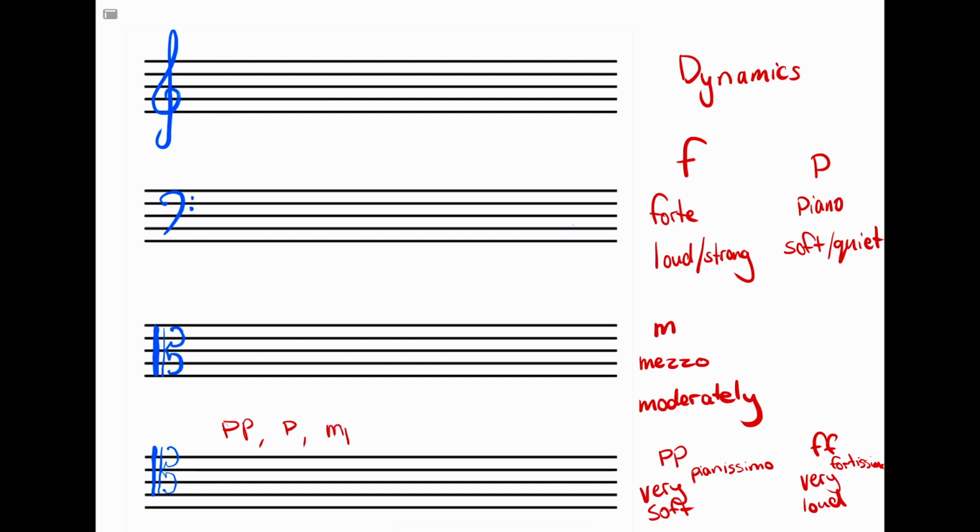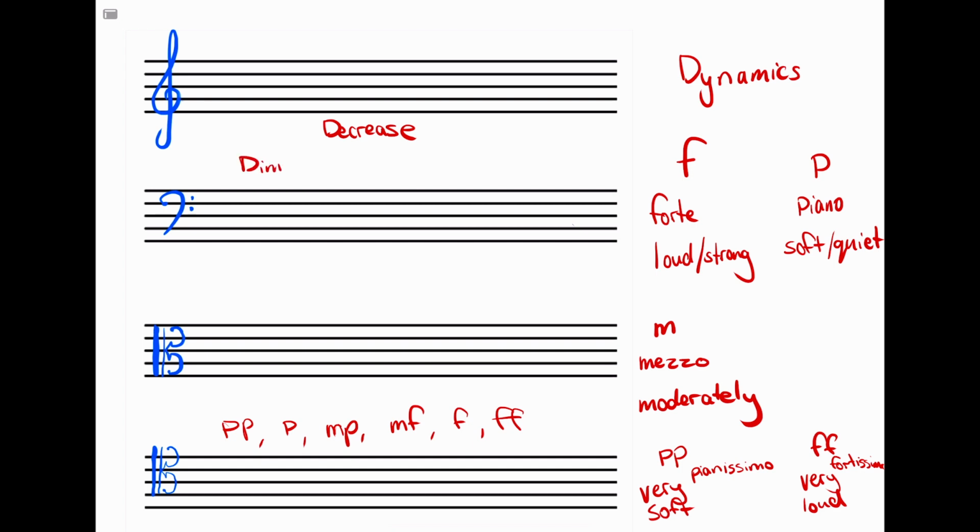This leaves us with the dynamic range of pianissimo, piano, mezzo piano, mezzo forte, forte, fortissimo. By adding more P's or F's onto the dynamic, it will mean softer or louder respectively, and add an extra issy on the word. For example, pianissimo or fortissimo.